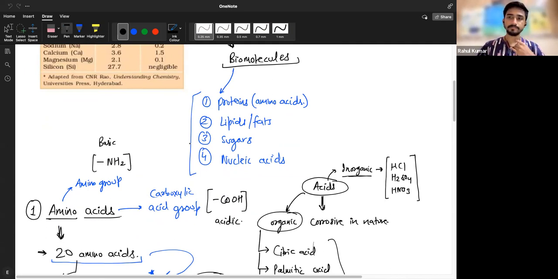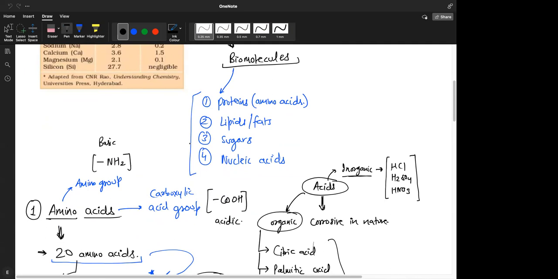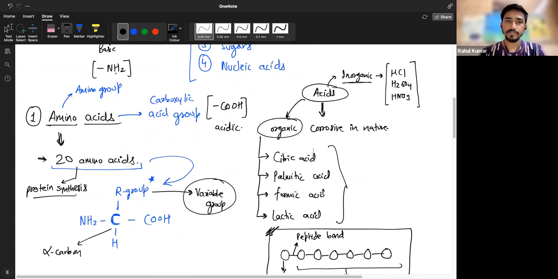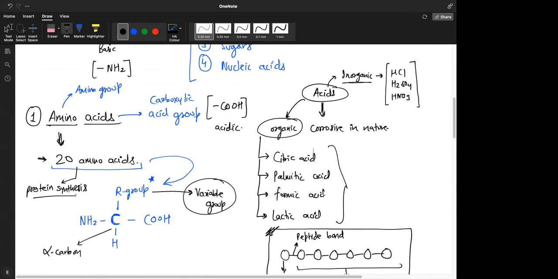Okay, continue. It has an amino group and an acid group. What is the amino group? NH2. The acid group is the carboxylic acid group, COOH. Then we studied acids. Acids are divided into inorganic and organic acids.